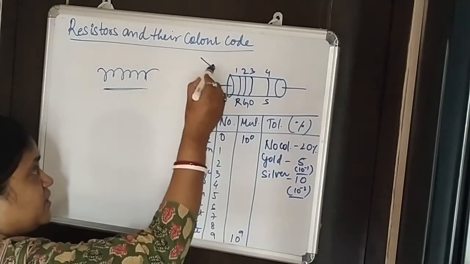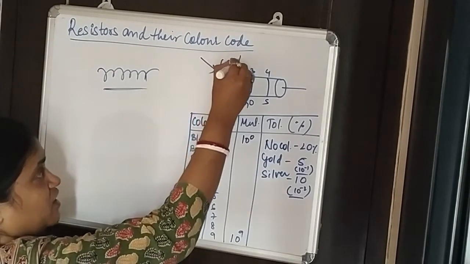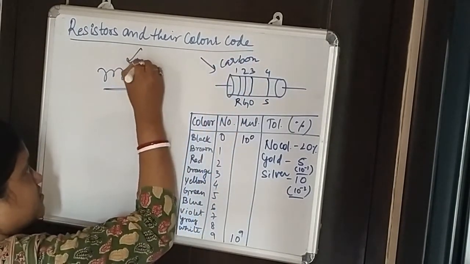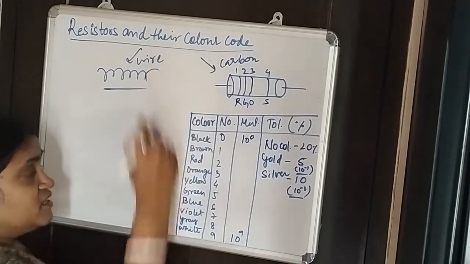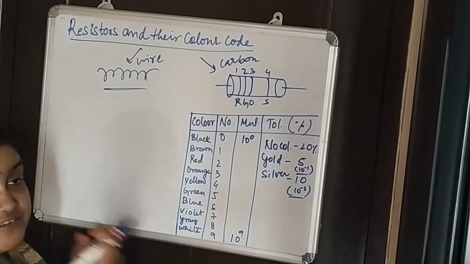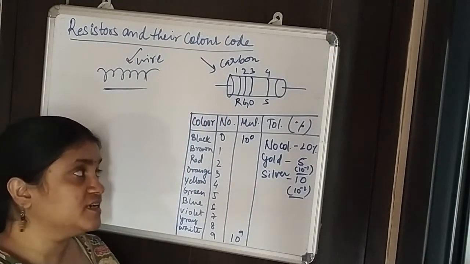And the second type of resistors are carbon resistors. These are the wire resistors. This is the carbon resistor, which is generally used in all electronic circuits.